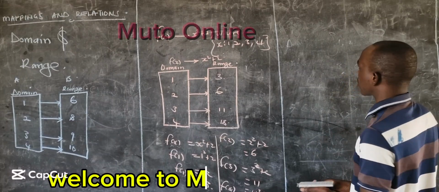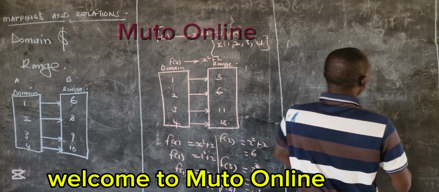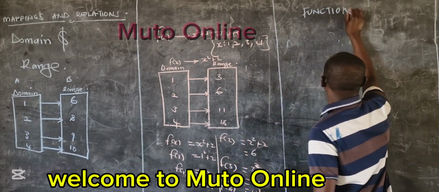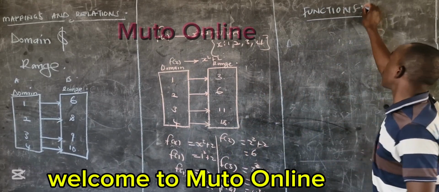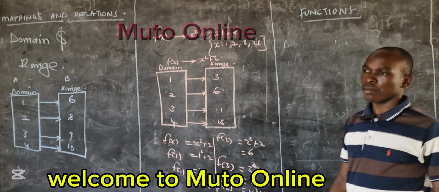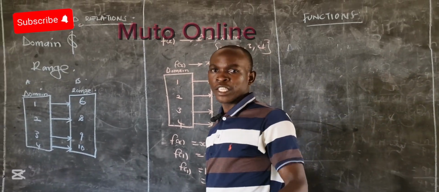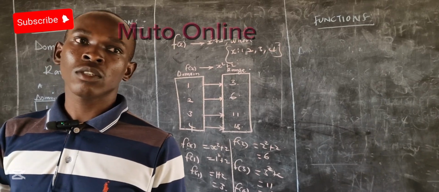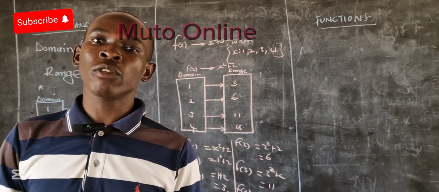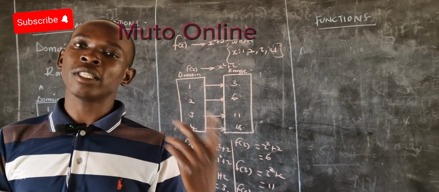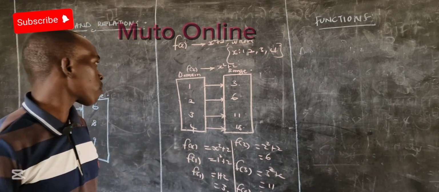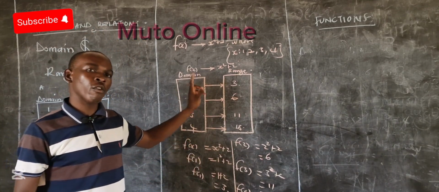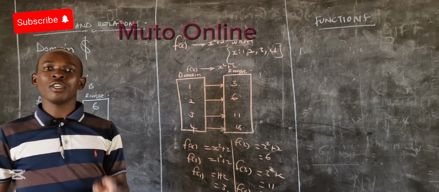Still under mappings and relations, we have functions. Now, a function is a relation that has only one member of the range, or that maps with only one element in the range. If a domain part has only one member in the range, then that is called a function.